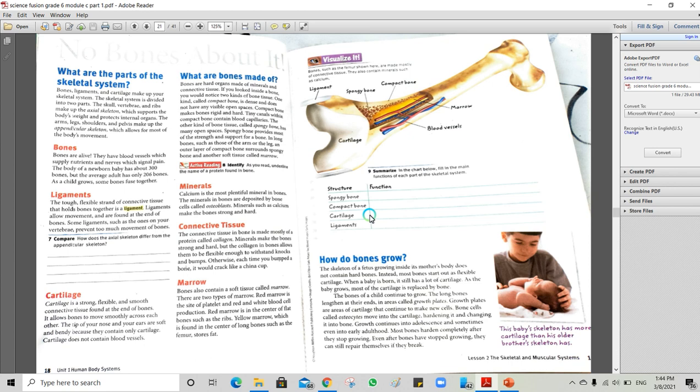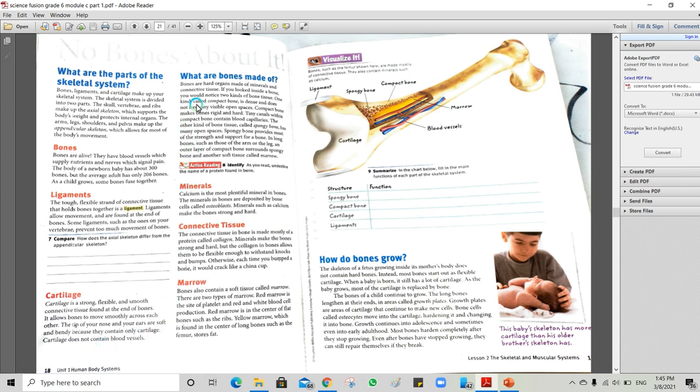Perfect. Teacher, where can I find cartilage? Actually, you will find cartilage at the top of your nose and in your ears. You will feel something soft and bendy, so this is the cartilage. Also, cartilage does not contain blood vessels. By the way, this is important. This may come as a true or false question. If I ask you, cartilage does not contain blood vessels, this is true. Cartilage contains blood vessels? No, this is wrong. Okay?